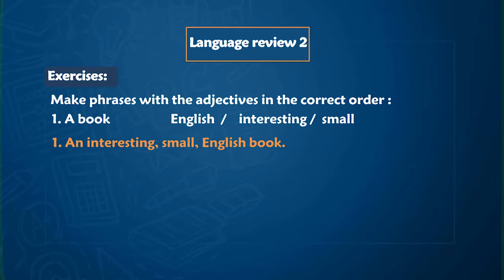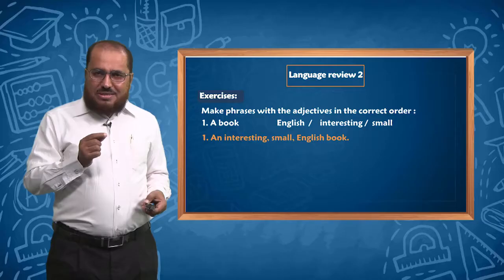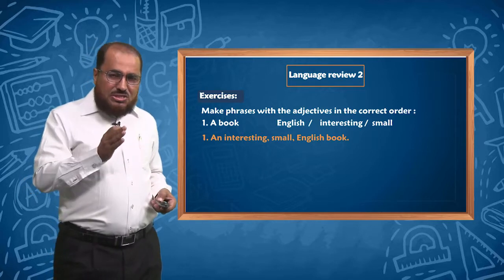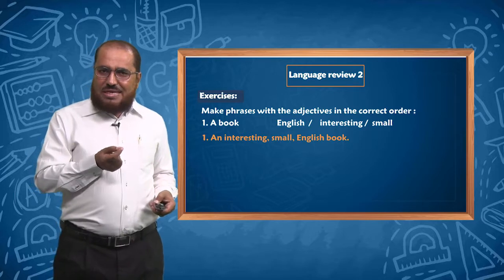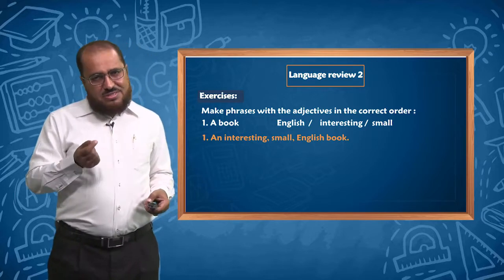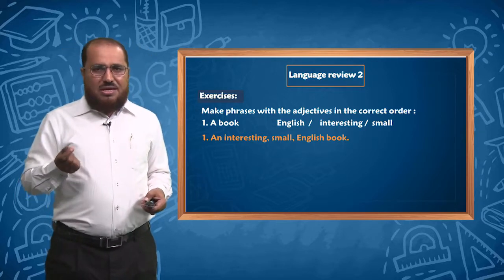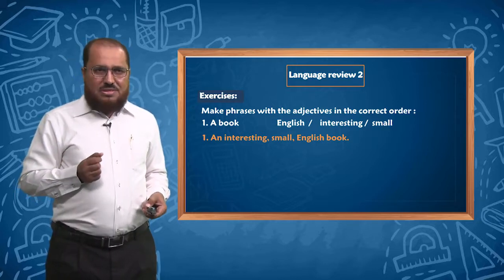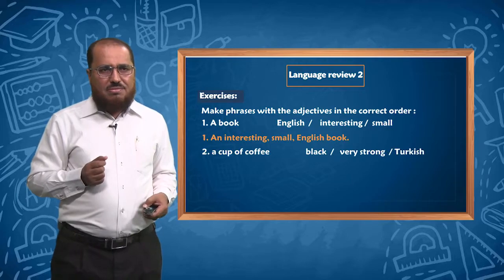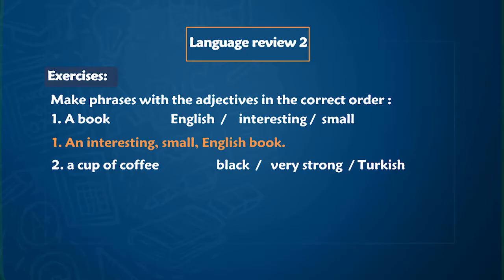And you have to take care about the article: a book in the question, but in the answer an. Why? Because interesting starts with the vowel I. And this article an comes before words that start with vowels a, i, o, u, e. Okay? More exercise.